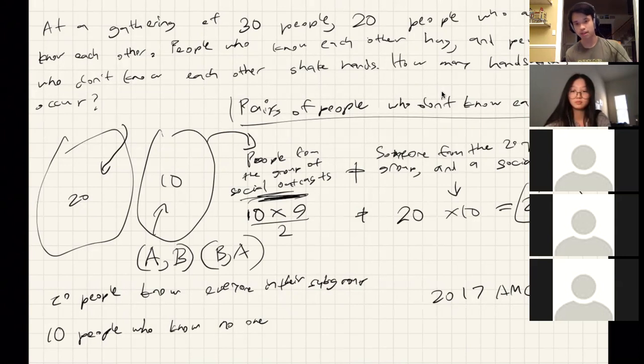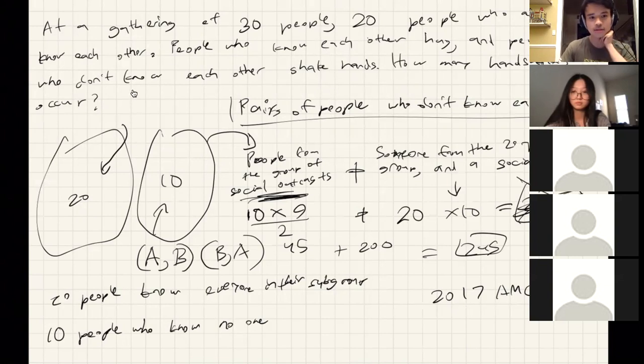We're getting rid of the overcount now. So we get 45, so our answer is actually 45 plus 200 equals 245, which is the correct answer, and 290 is wrong. If you got 290 on the test, you would have had a sad time, because 290 was an actual answer choice to the question.